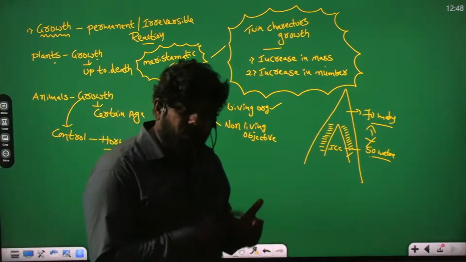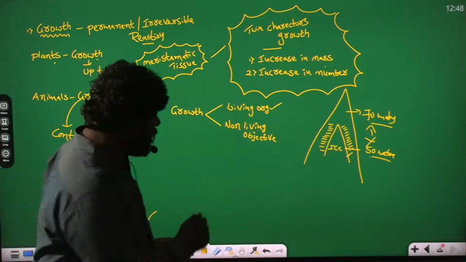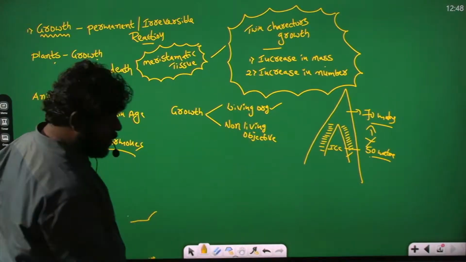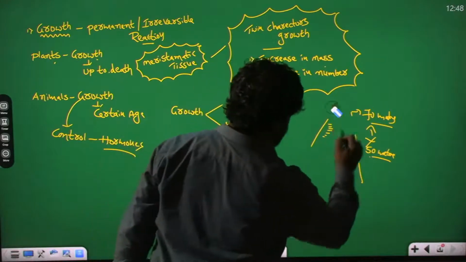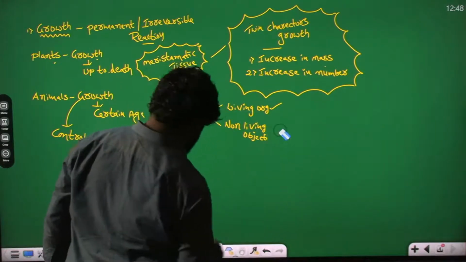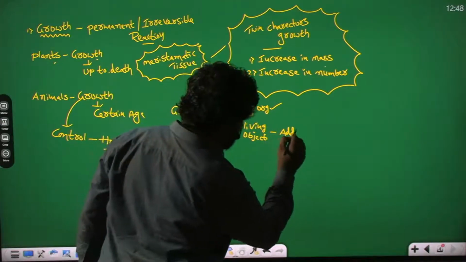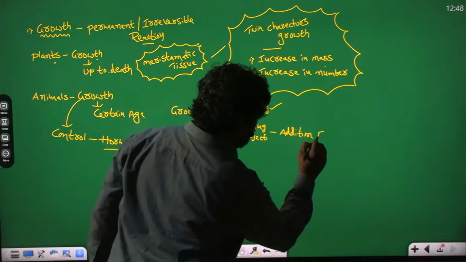Because of the presence of growth, can you say the ice mountain is living? No. How does a non-living object show growth? By addition of what? By addition of external material. Correct?